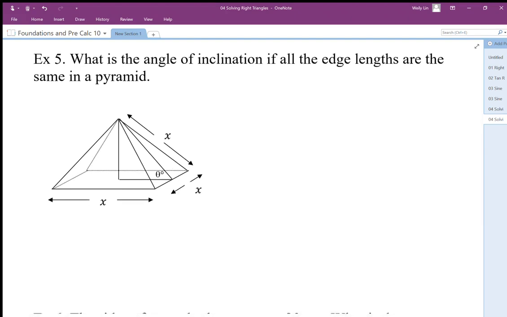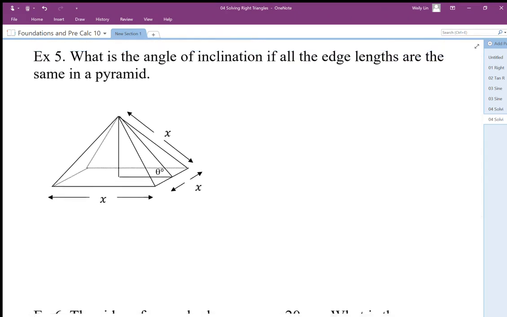This problem again involves a three-dimensional figure, so it's important that we understand that we need to have flat surfaces to be able to work out angles and ratios. Here we've been given a three-dimensional figure where all the outside edges on this pyramid are the same length. We need to figure out the angle of inclination, so the angle made with the base and one of the triangular faces, which we're going to call theta.